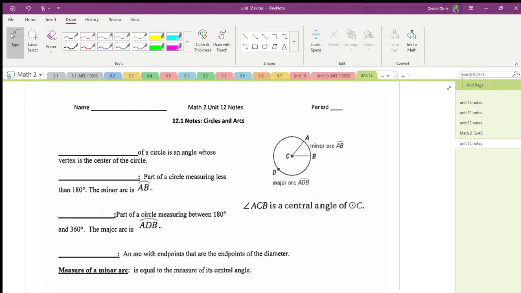So first thing we're going to do is talk about a little vocabulary here. So the first word we're going to talk about, something of a circle, is an angle whose vertex is at the center of the circle. So that would be a central angle.